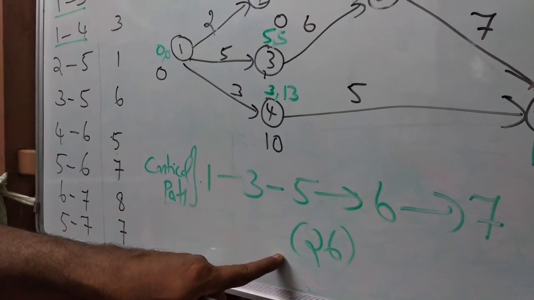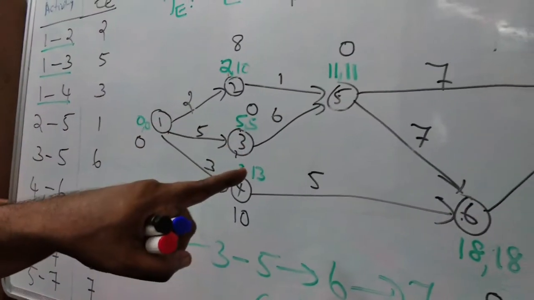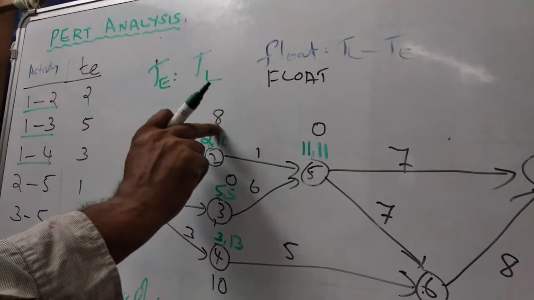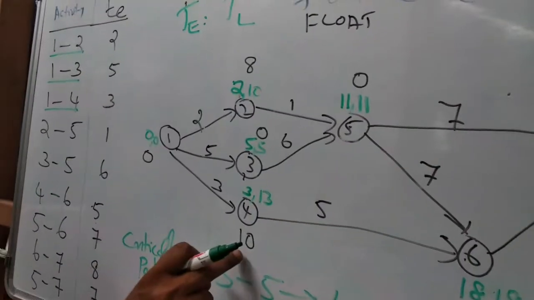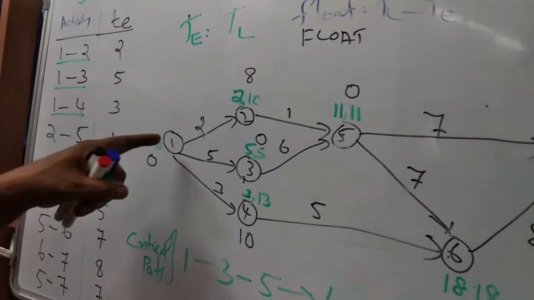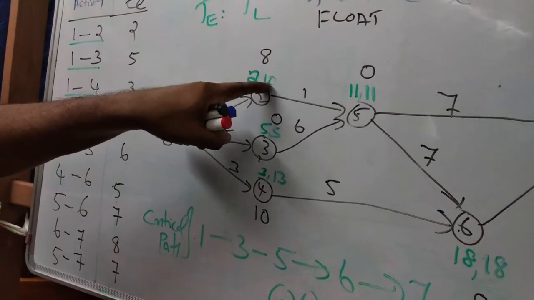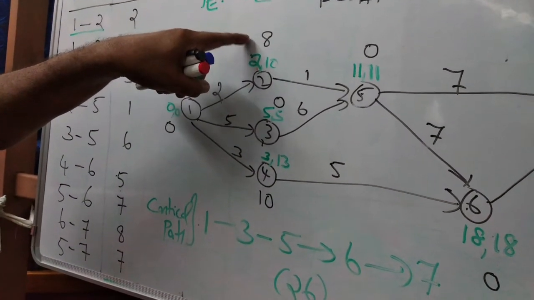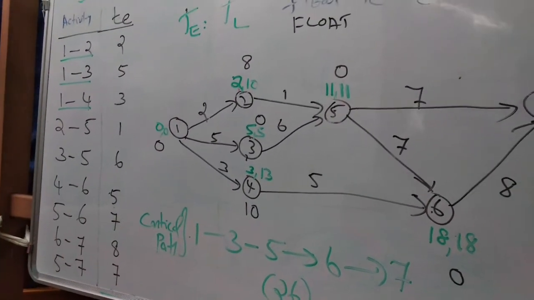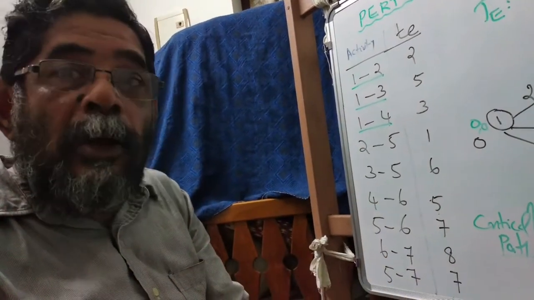So this problem culminates here using the computation of float. Here it is 8, and here it is 10. That means these two events have floating time. 1 to 2 may be completed not at 2, but by 10 days. So 8 days may float. Similarly for 1 to 4, that is floating time. Activities having zero float are the critical activities.